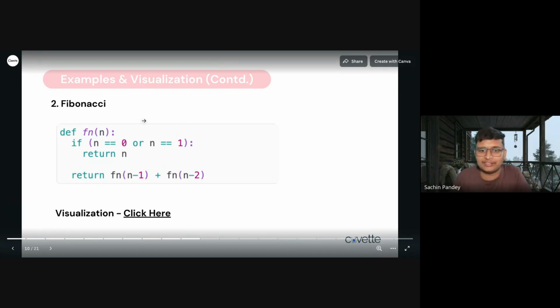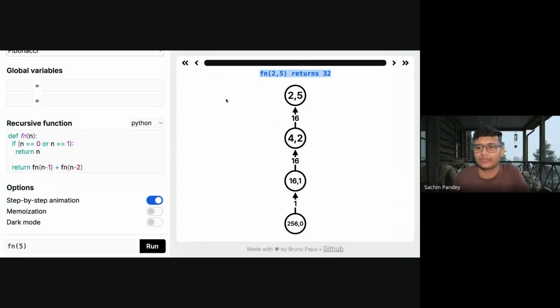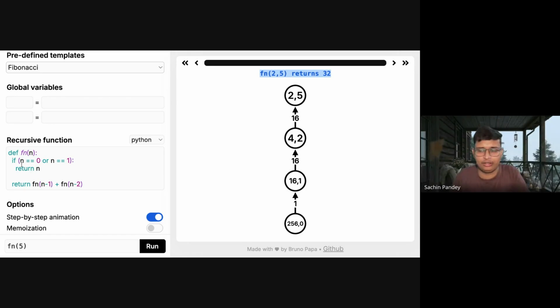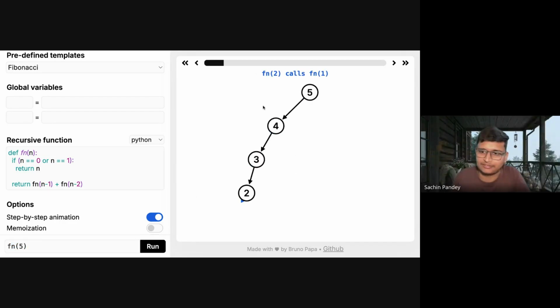Another simple visualization, let's do for Fibonacci as well. Just give me 1 second. Fibonacci is very famous, everyone starts from that only, right? So I'll just run Fibonacci. This is the Fibonacci function, a recursive function. It's tree recursion, and we are calling it for Fibonacci of 5, Fn of 5. It will make a tree-like structure.